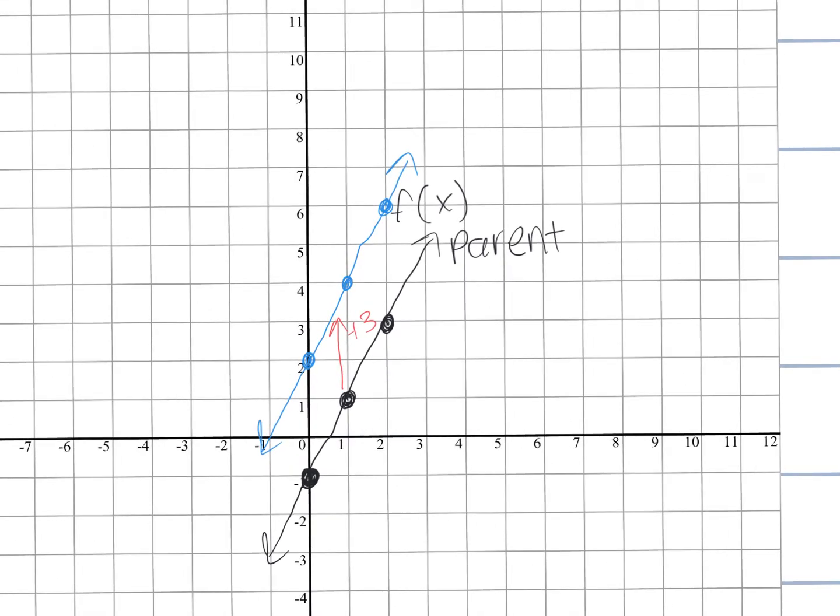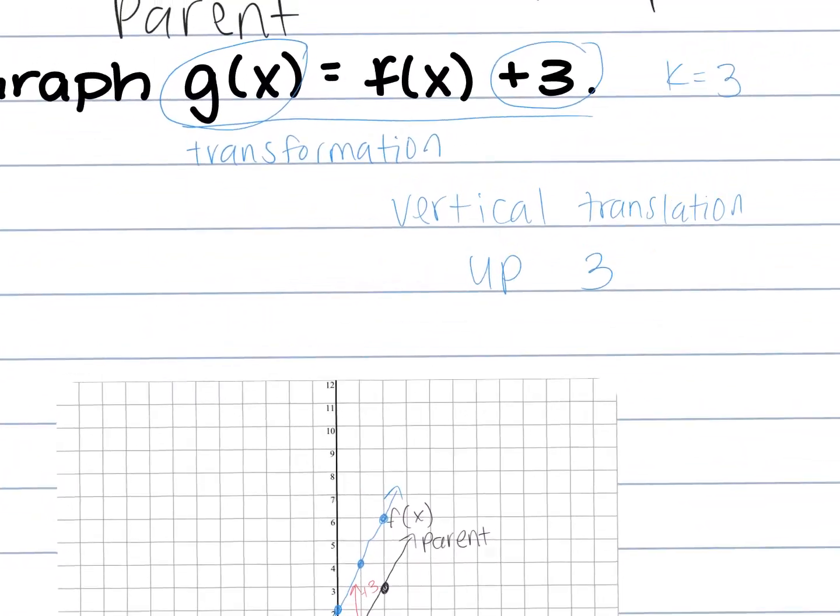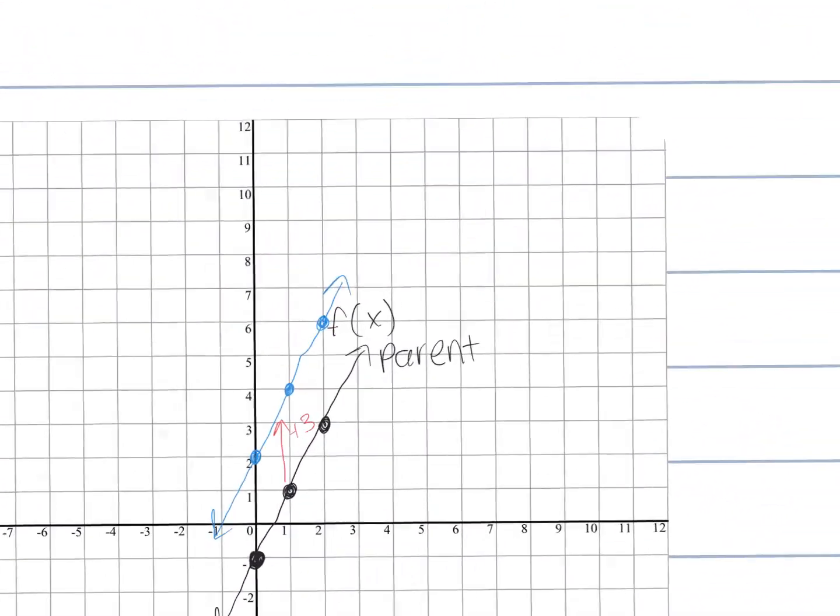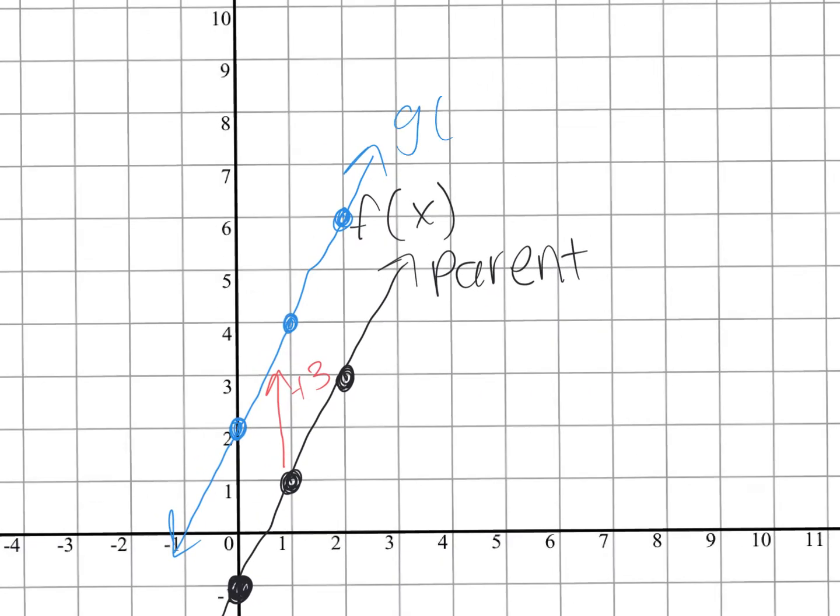Now, be careful here. We need to label our parent. And what do we label the blue graph? What was the name of our transformation? What was the function name? g of x. So we need to label it g of x.